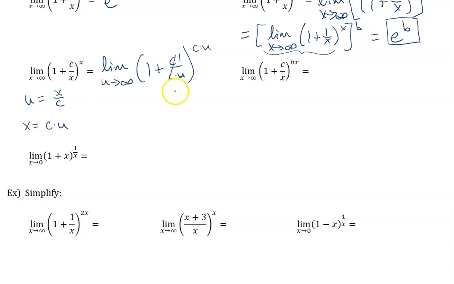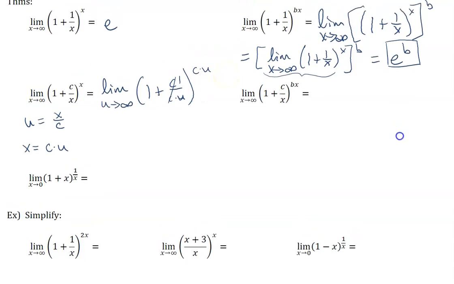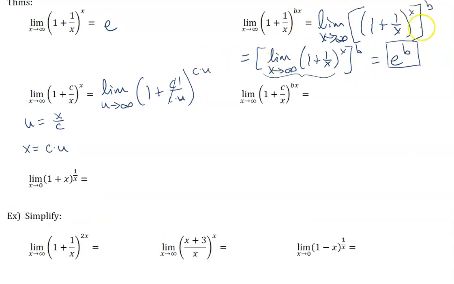Okay, from here, I can use this property, or this limit theorem over here. The same way I did here, we can say, well, let's just move that c to the outside. We end up with the limit as u approaches infinity of 1 plus 1 over u raised to the u, and then that whole thing is raised to the c, which according to this theorem right here is going to be e to the c.